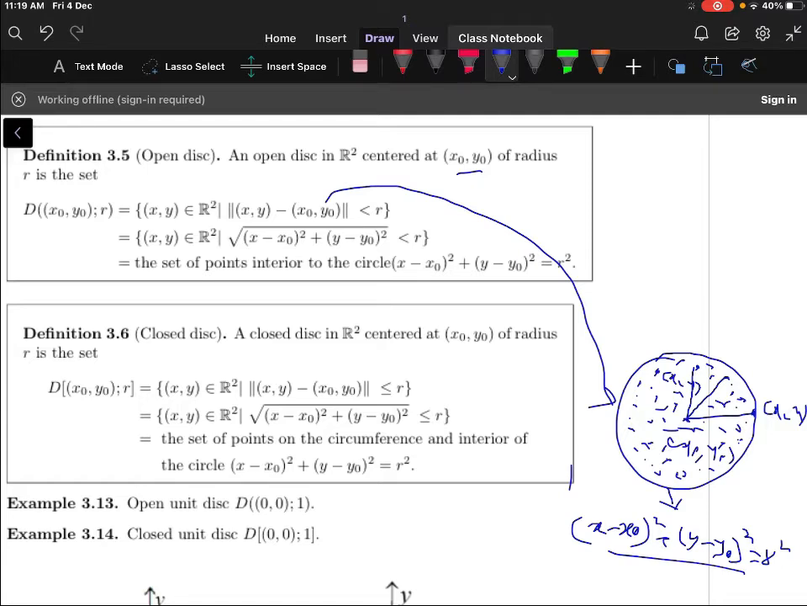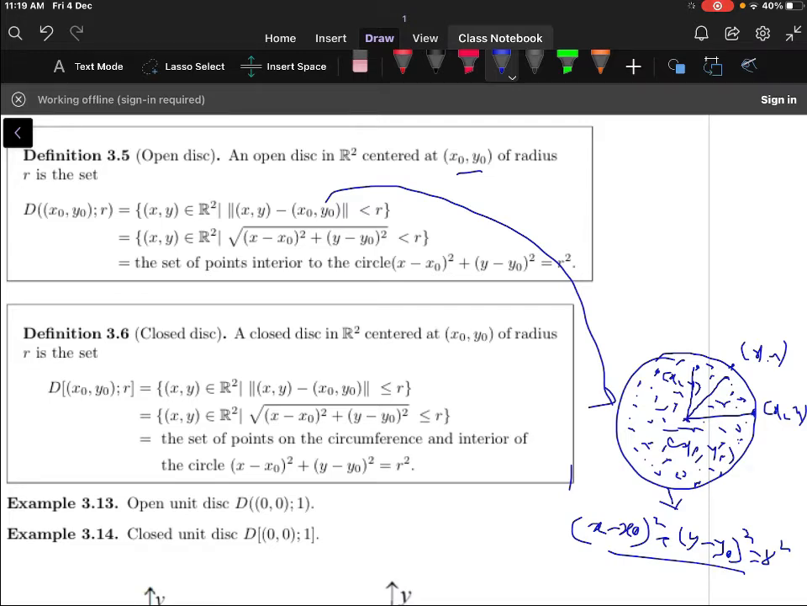Now let us move to the closed disk. A closed disk, again, is a set of the points of the circle, including the interior points as well as the points on the circle. If I take a point on the circle, this point is also included in the closed disk. So you take the interior points as well as the points on the circumference of the circle.